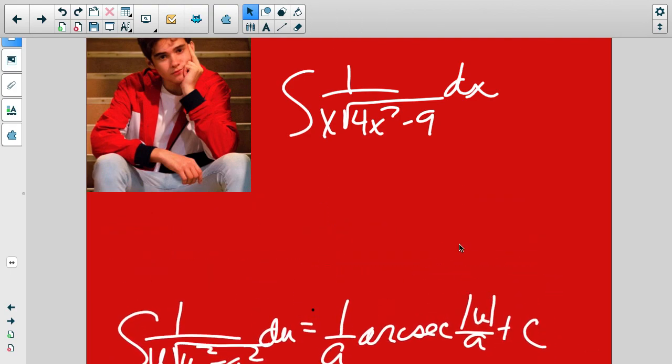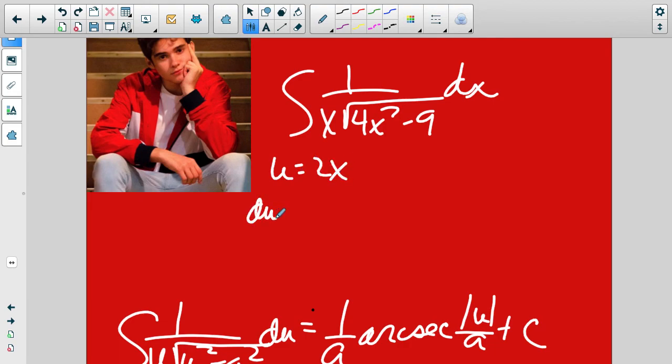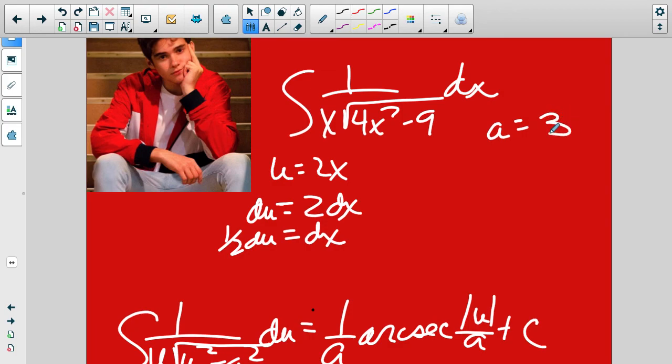All right, so what do you think u is? Oh wait, u's a variable, a's a number. U is 2x. Okay? And what is du? Wait, no. Du is 2 dx. So I have 1/2 du equals dx. Y'all see I have a little bit of substitution in here. I'm not letting you be the whole thing. All right, what do you think a is? Somebody's already said it. 3. All right, so now let's see if I can get this pattern right here.